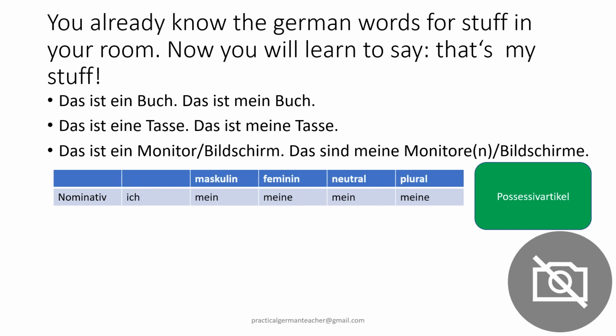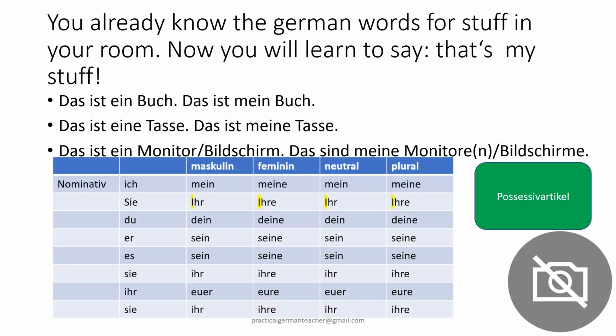Now, these are only for the personal pronoun ich. You need to learn them for every other pronoun. This might look difficult, but once you do some homework or use it over a week, you don't have to go back to this table again.